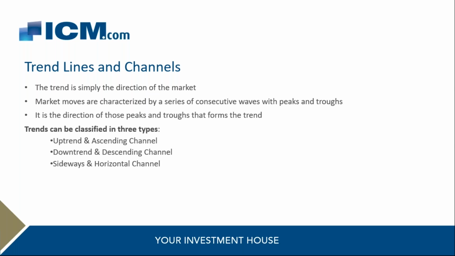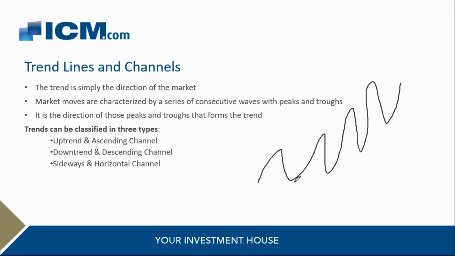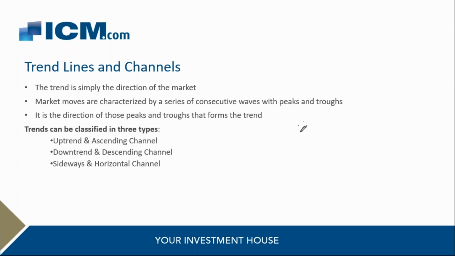There are also some assumptions that the market moves in certain waves. For example, the market is going to go up and down, up and down. In general, this is an uptrend since we are going for higher highs and higher lows. So this is what makes an uptrend: a series of higher highs and higher lows. On the other hand, a series of lower lows and lower highs is a downtrend.